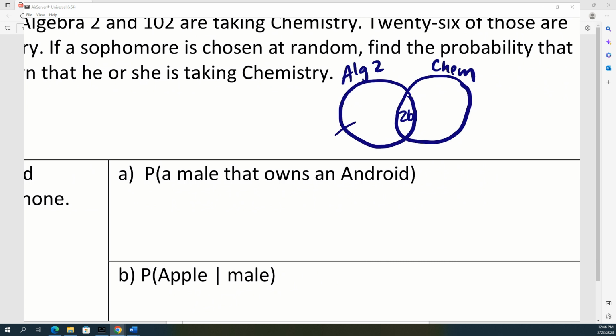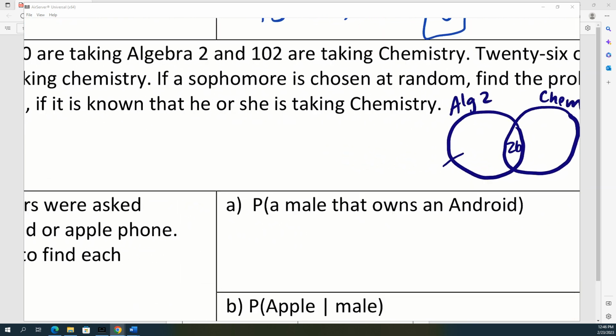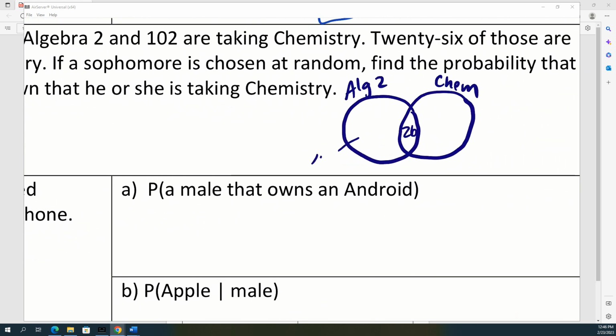Okay, and then the people taking Algebra 2 is going to be a total of 140, but 26 have already been accounted for. So that's going to be 114 that are just taking Algebra 2. And then the people just taking chemistry are going to be the 102 minus the 26 that have already been counted. And that's going to be 76.